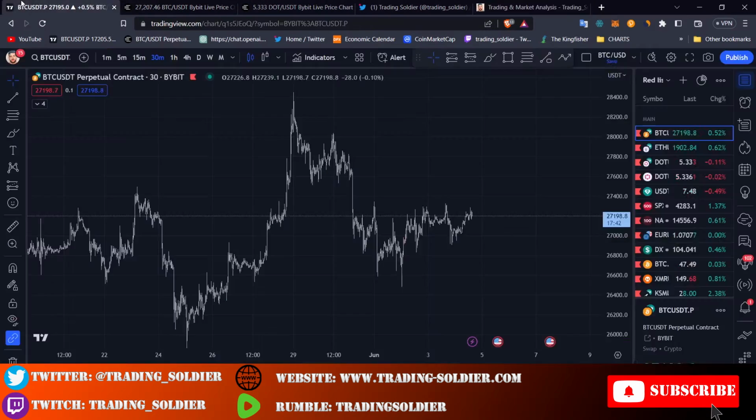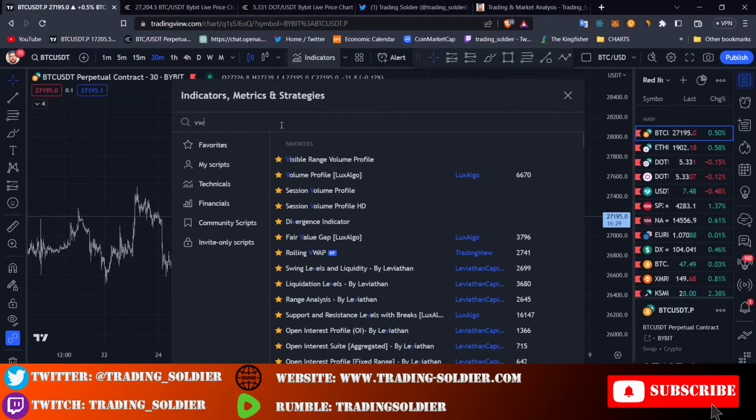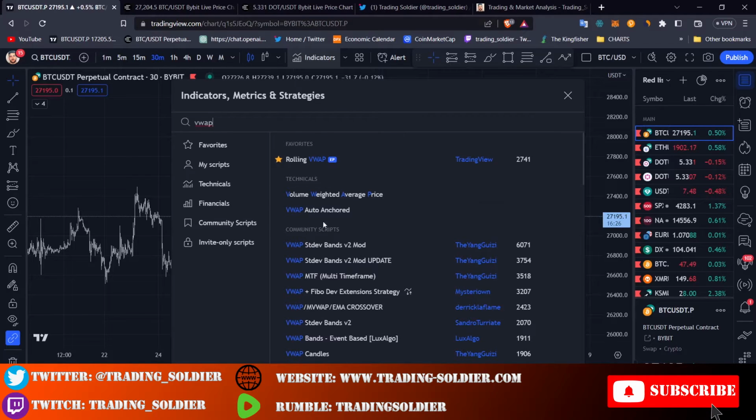Okay, so how do we begin with the VWAP trading strategy? To begin with the VWAP trading strategy, first we need to go to the indicators tab on TradingView, and here we need to search for VWAP, okay? And here we have the VWAP that is proposed by default by TradingView.